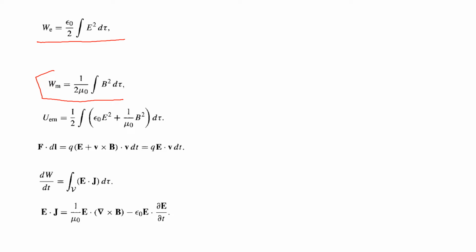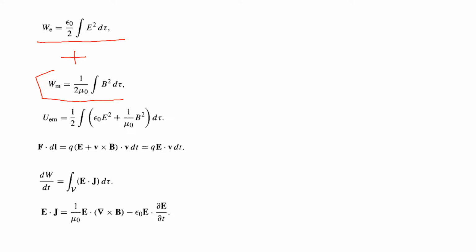In both these cases, we can see that the work done is actually proportional to the square of the respective field. In the case of the electrostatic field, the work done is proportional to E square, and in the case of the magnetostatic field, the work done is proportional to B square. So now the total energy stored in the electromagnetic field is given by the sum of these two work done.